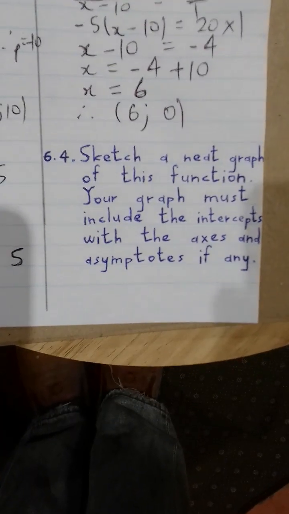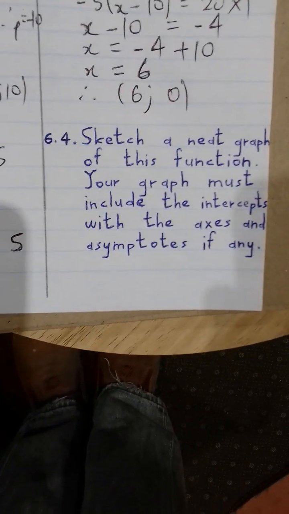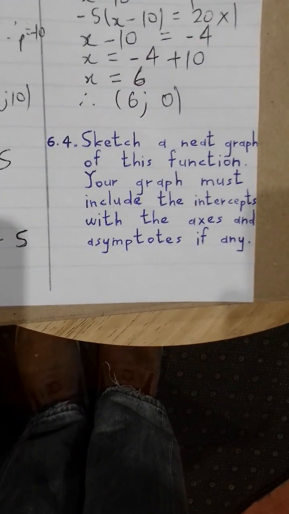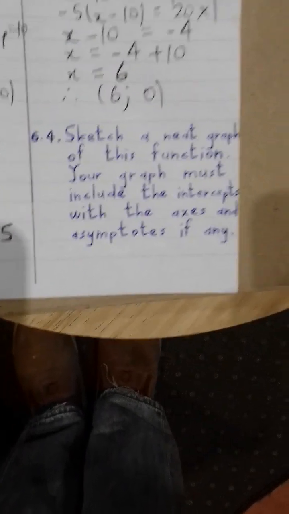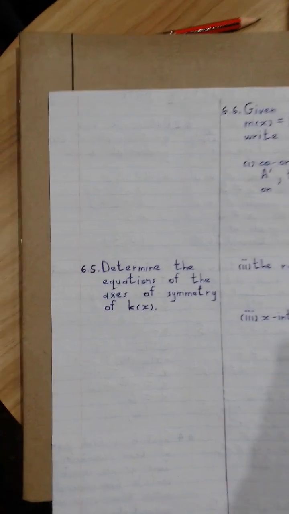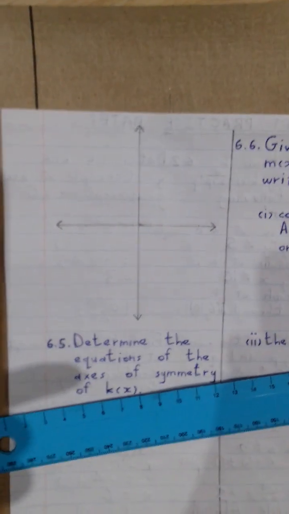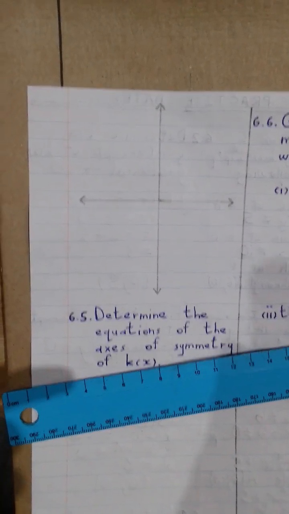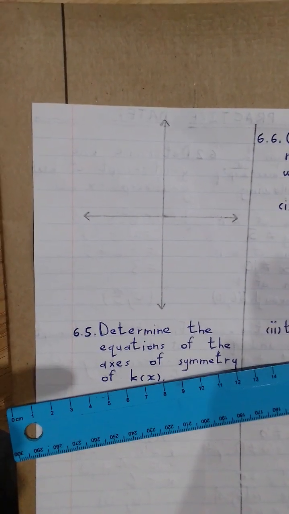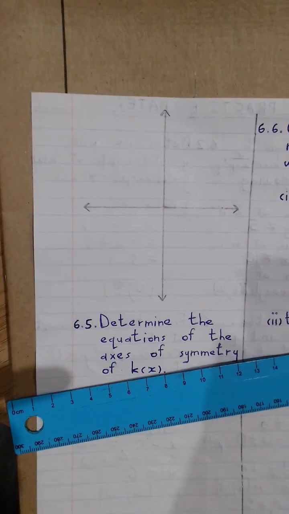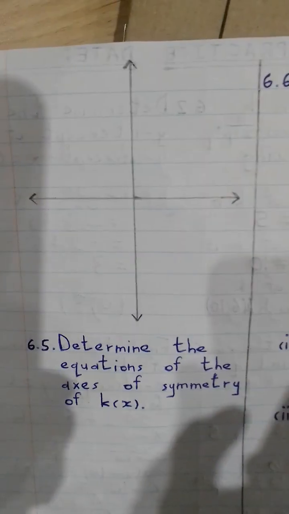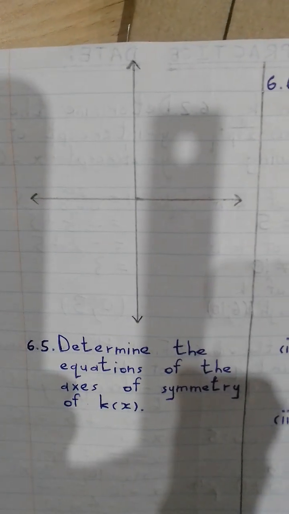6.4 states, sketch a neat graph of this function. Your graph must include the intercepts with the axis and asymptotes if any. I can't hold, so please forgive. First, please start with the asymptotes. These are the lines x is negative 10 and y is 5. Sorry, it's actually x is 10 and y is 5.